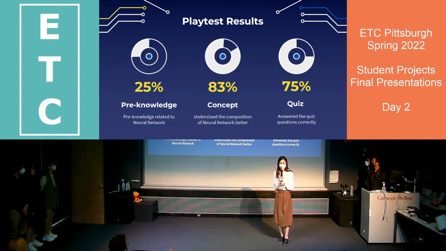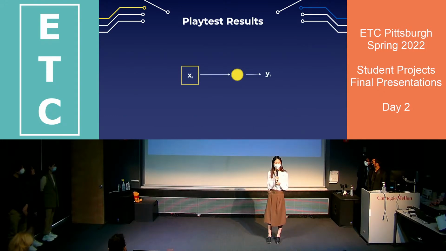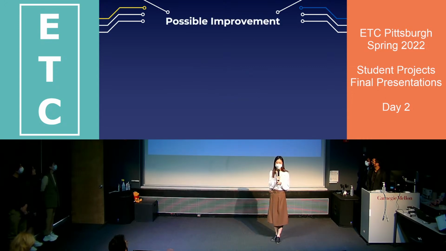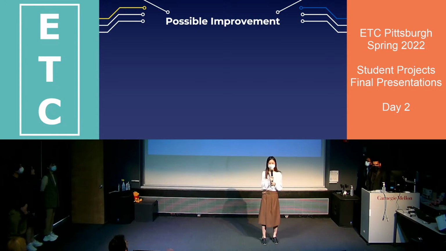The questions were especially about how the weights work in the neural network and how different weights influence the different inputs. Based on that, we confirm that our game successfully conveyed the basic knowledge of neural networks, such as its basic structure and the function of weights, the relationship between inputs and outputs, and weights, and the training process, etc. Other than that, the project still has a lot of room for improvement.